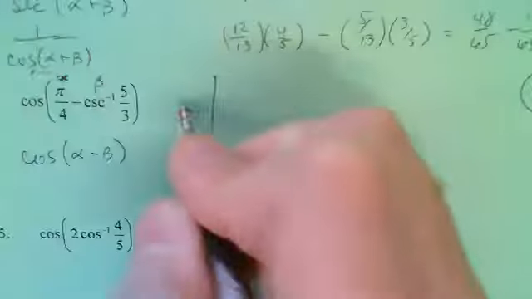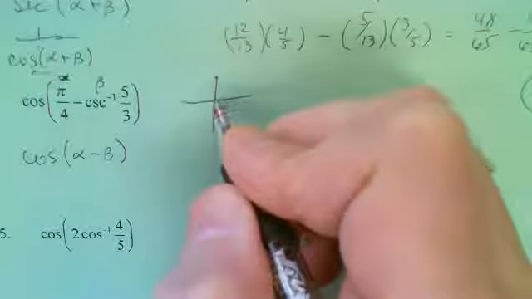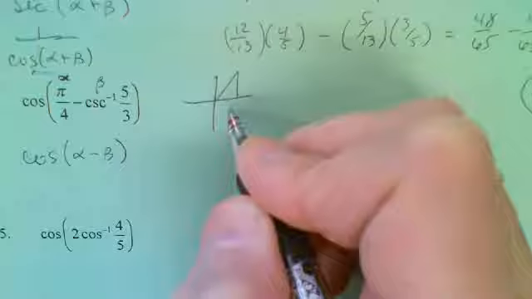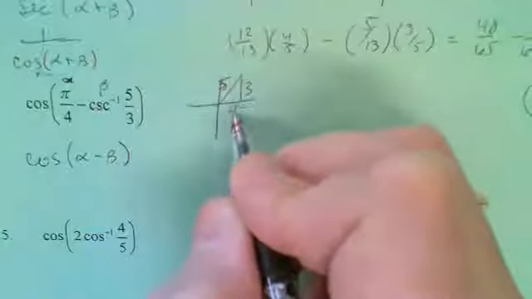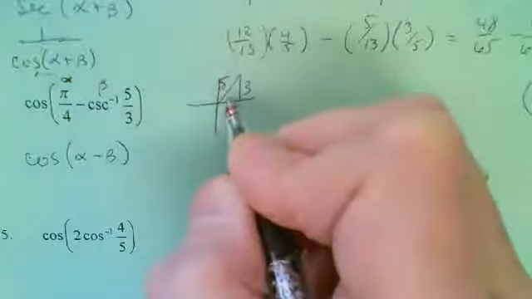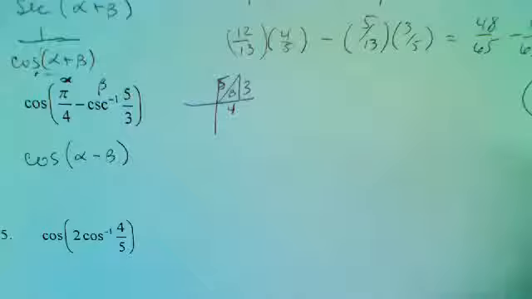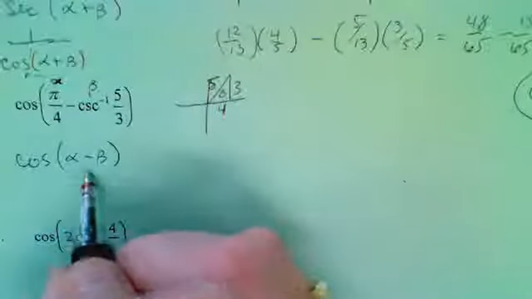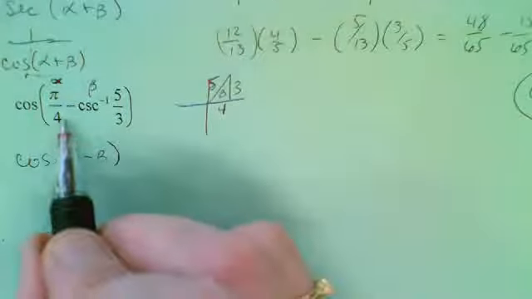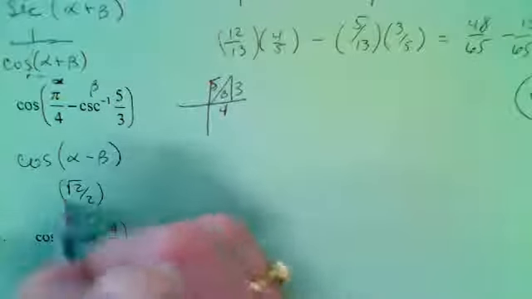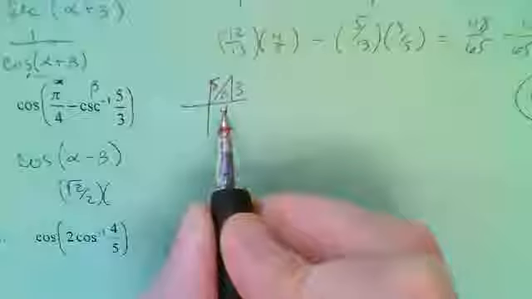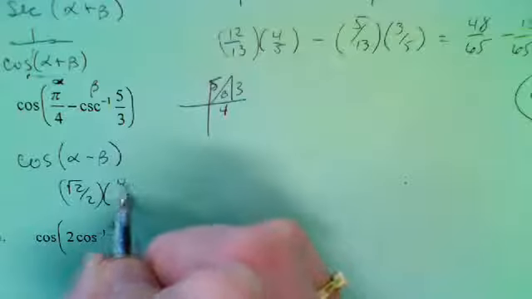So let me draw a picture of beta. Inverse cosecant is 5/3, which means the sine is 3/5. That's the y over the r is 3/5, which means the x value is 4. That's beta. So let's use the formula for cosine of alpha minus beta. Since I take the cosine of the first, what's the cosine of pi over 4? Radical 2 over 2 times the cosine of the second. Cosine of this one would be 4/5, that's beta.